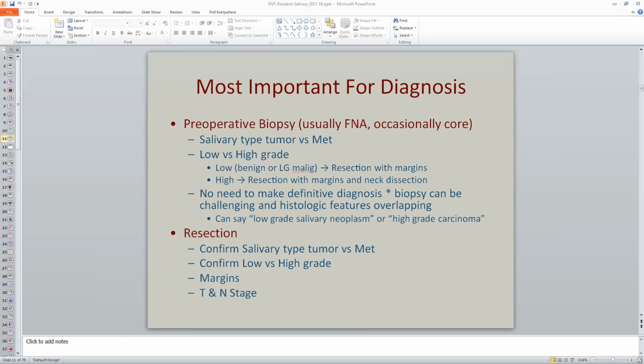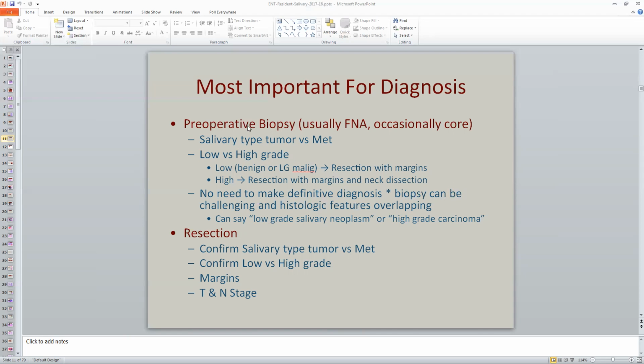So is it primary? Is it a metastasis? If it's primary, is it low versus high grade? Generally, this is the most important feature we can tell on biopsy, because if it's benign or low-grade malignant, the primary treatment is surgical resection with negative margins. If it's high-grade malignant, generally they'll add on a neck dissection to make sure that there are not any occult mets on that ipsilateral side. So the surgical treatment varies between those, so we really try to give some indication of whether it falls into one of these two groups, histologically low or high grade.